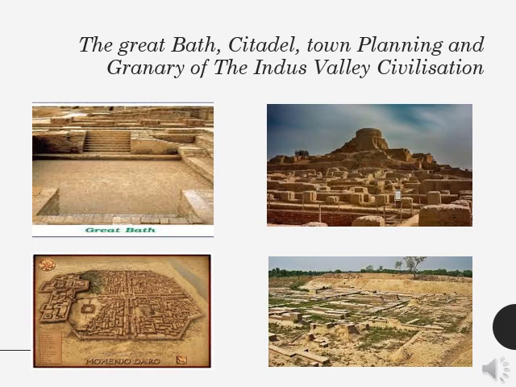So children, today we have discussed the town planning, drainage system and the important buildings of the Indus Valley civilization. Let's take a quick recap of this session. Why is the Indus Valley civilization known as the world's modern civilization? Because of the town planning.